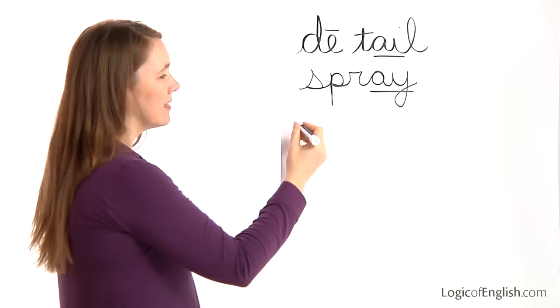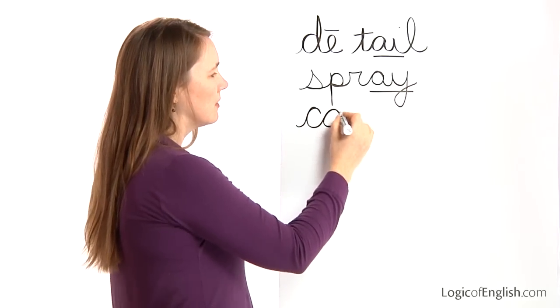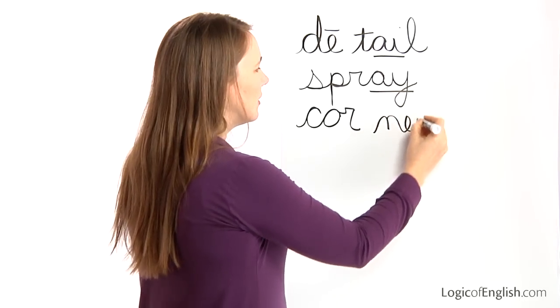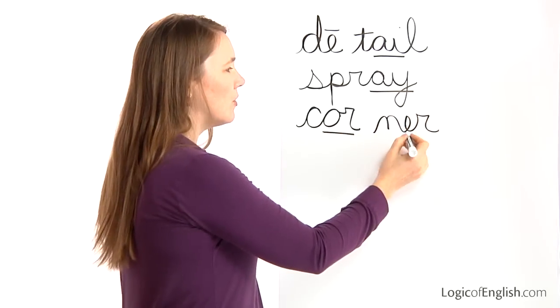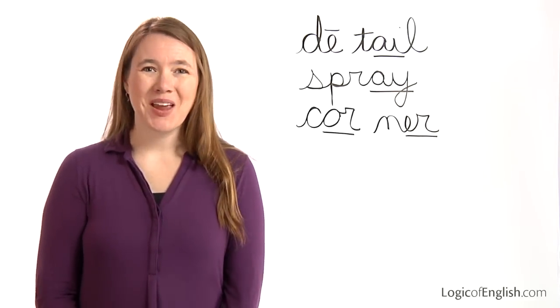And now help me to write it. The first syllable is cor, k, or. The second syllable is ner, n, er. And how will we mark it? We'll underline the or and the er.